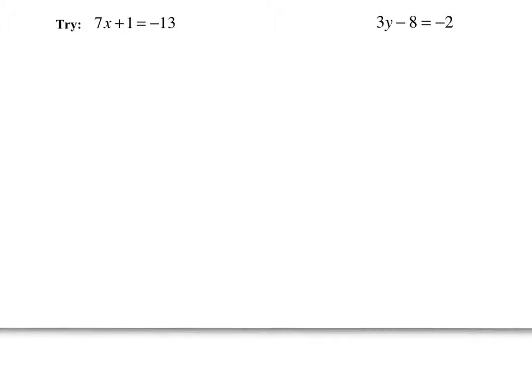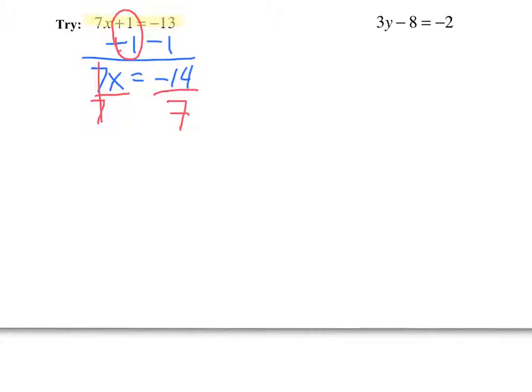Let's try a couple out. Our first equation reads 7x plus 1 equals a negative 13. First, we will move the plus 1 away from the x by subtracting 1 on both sides. This creates a 0 on the left side and leaves us with 7x equals a negative 14. Next, we want to split the 7 away from the x, so we're going to divide by 7 to create a 1, and we divide by 7 on the other side also. This leaves x equals a negative 2.